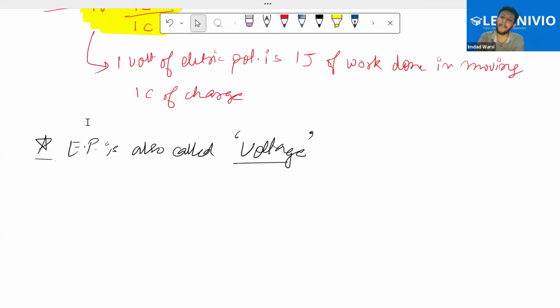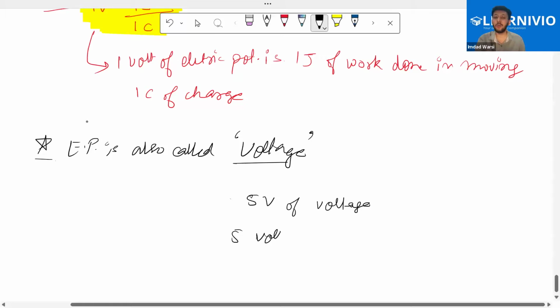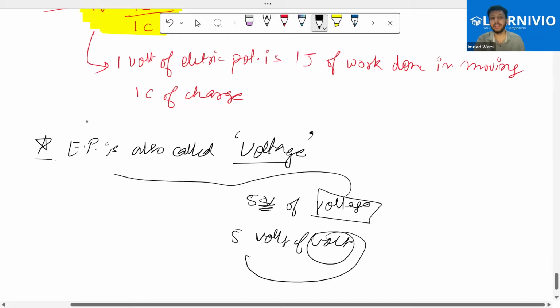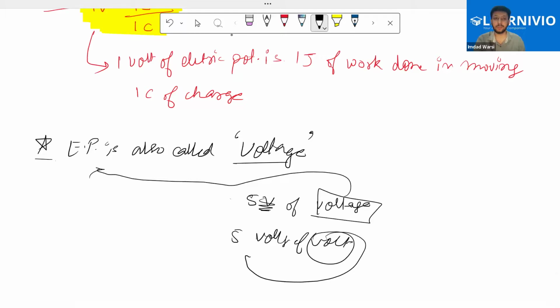But we basically use the term volt as an SI unit, and the electric potential we also call voltage. If I say how much voltage is coming in the circuit, I say 5 volt of voltage is coming. You have rarely seen people saying 5 voltage of volt is coming. So volt is used as an SI unit and voltage is used to define the electric potential. So whatever has been told to you, use it that way. Don't use your own ways of writing things.